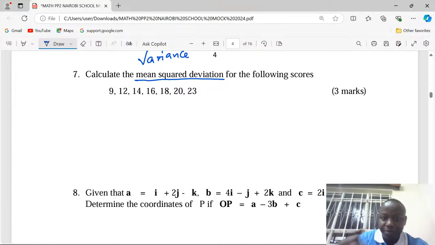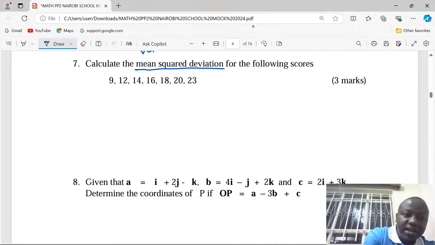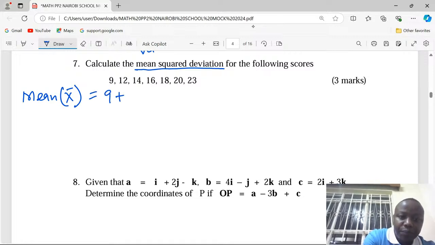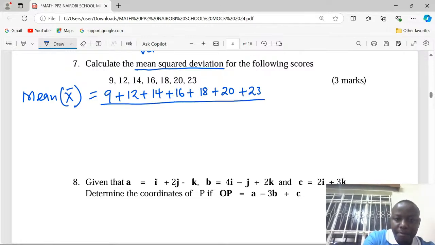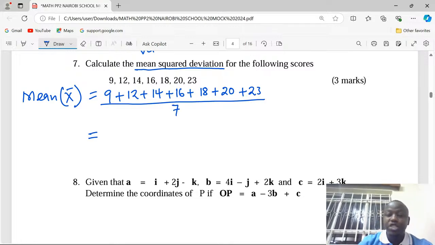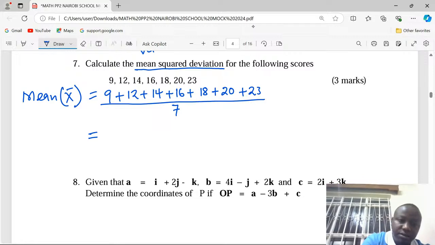The first thing in the process of obtaining variance when data is not grouped is always calculating the mean. So let's get the mean together, whereby we need to add all these values: 9 plus 12 plus 14 plus 16 plus 18 plus 20 plus 23. Then we divide everything by 7 items. This will give us a mean which is equivalent to 16. So the mean is 16.